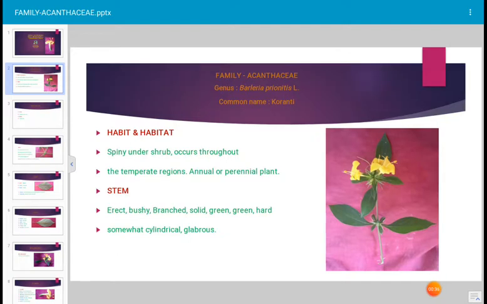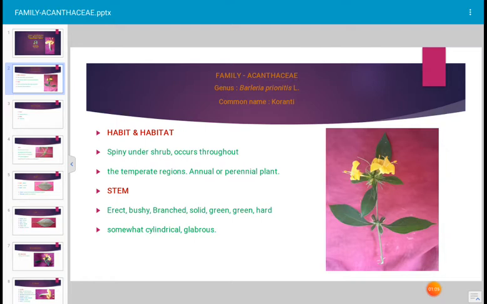which is xerophytic, and it is very commonly grown as an ornamental plant in gardens or kitchen gardens, and it also occurs in the wild state. The common name of this plant Barleria prionitis in Marathi is Koranti. The local names are different in different languages in India.